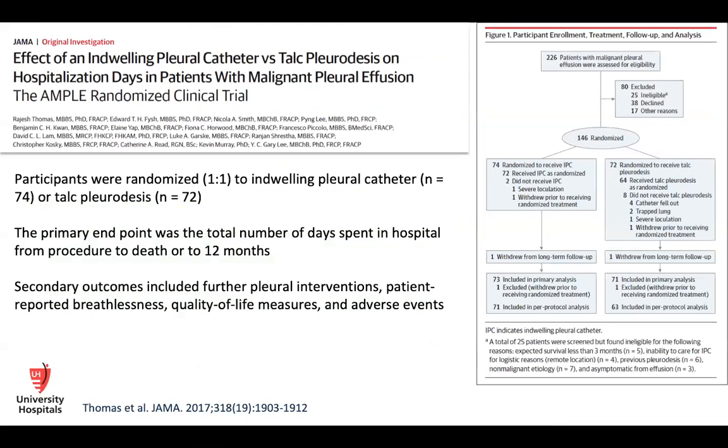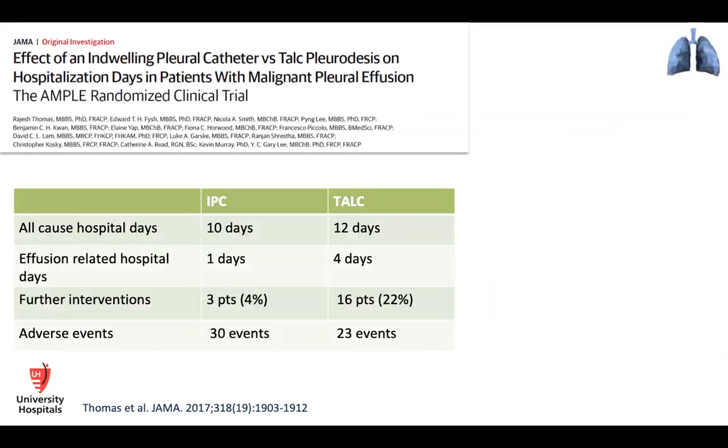The next study looked at indwelling pleural catheter versus talc pleurodesis, which was called the AMPLE randomized trial. And here, the talc pleurodesis was given again via chest tube, and the primary endpoint was total number of days spent in the hospital from procedure to death, along with other secondary measures. And what was seen was the all-cause hospital days were lower by 2 in patients who underwent IPC versus talc.